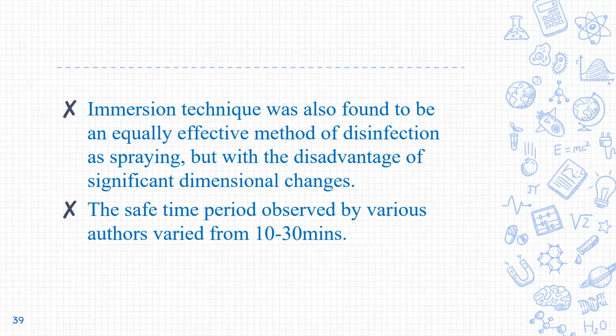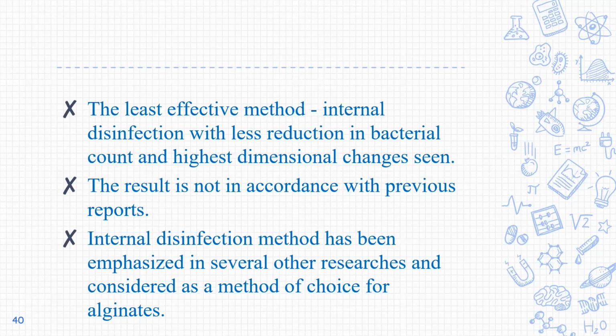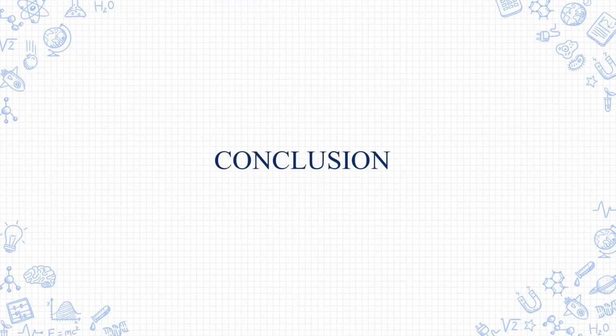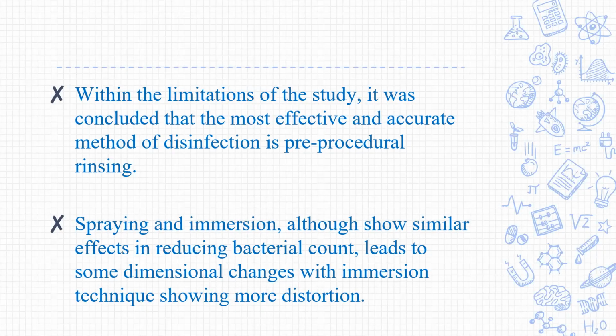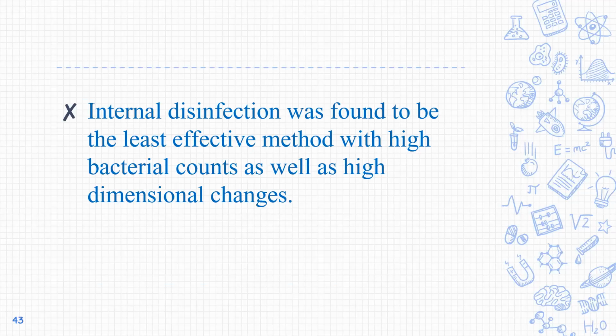The immersion technique, though equally effective for disinfection, had the disadvantage of dimensional changes. The least effective method was internal disinfection, that is when the alginate was mixed with chlorhexidine, but the result is not in accordance with previous reports. The internal disinfection method has been emphasized in several other researches, but we found it to be the least effective method. Conclusion. Within the limitations of the study, it is concluded that the most effective and accurate method of disinfection is pre-procedural mouth rinsing. Internal disinfection was found to be the least effective method with high bacterial counts and high dimensional changes.